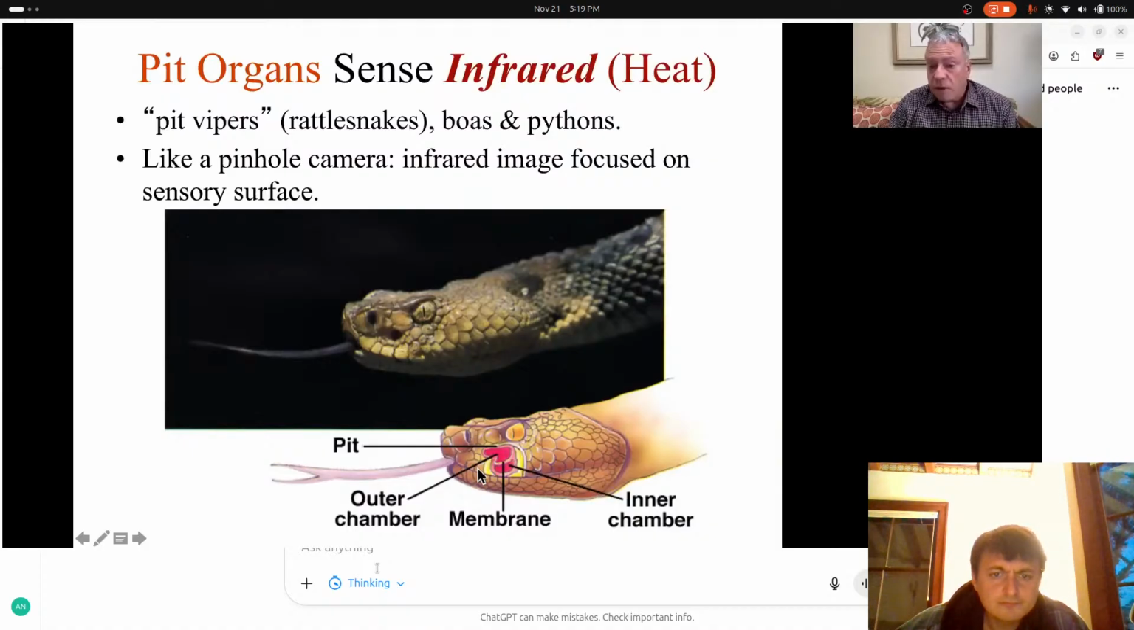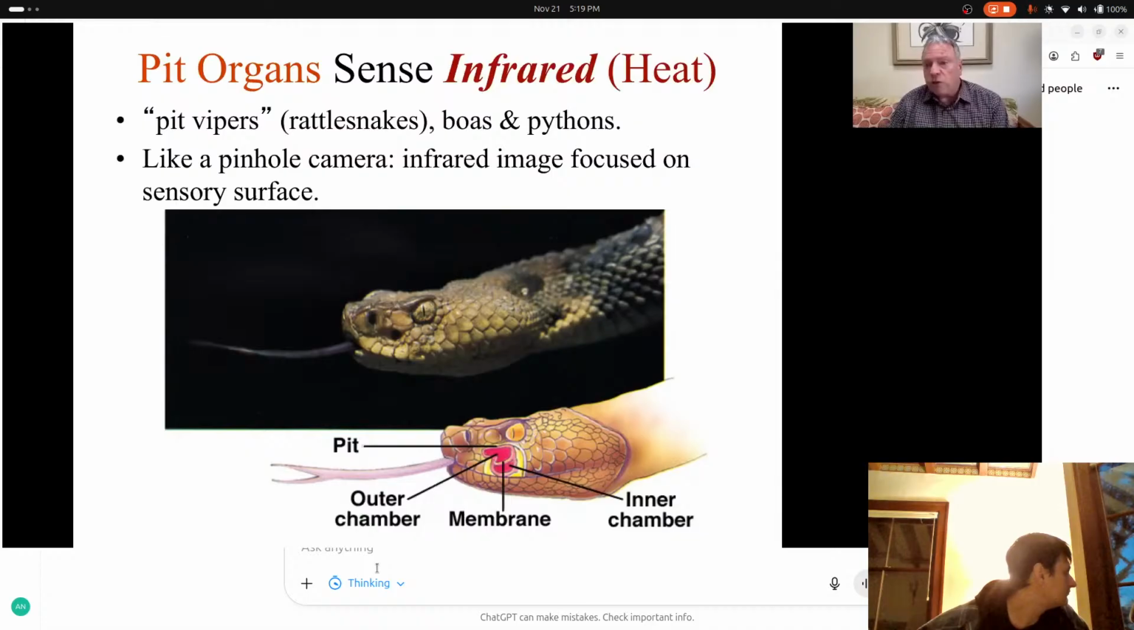And these, like a pinhole camera, are a chamber with a small opening. So it seems like they're kind of focusing a signal. And the back of that chamber has some sensory cells that respond to infrared radiation. So they're able to tell. Now, how well can they form an image with this? We don't know. Or can they at all? Or is it just a general directionality, that something warm is over there as opposed to over there? Or can they actually do some sort of image formation with this? Don't really know.